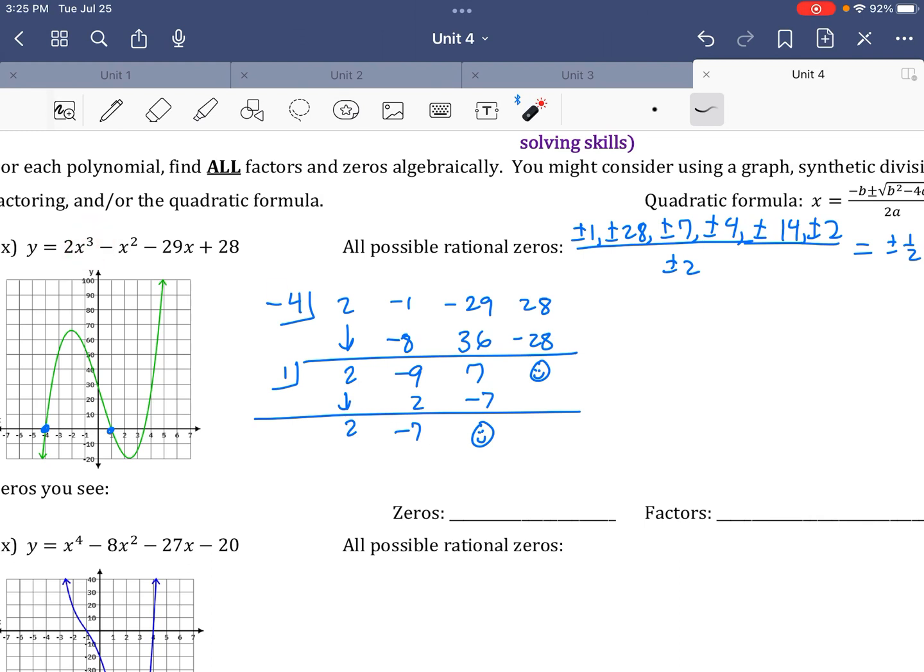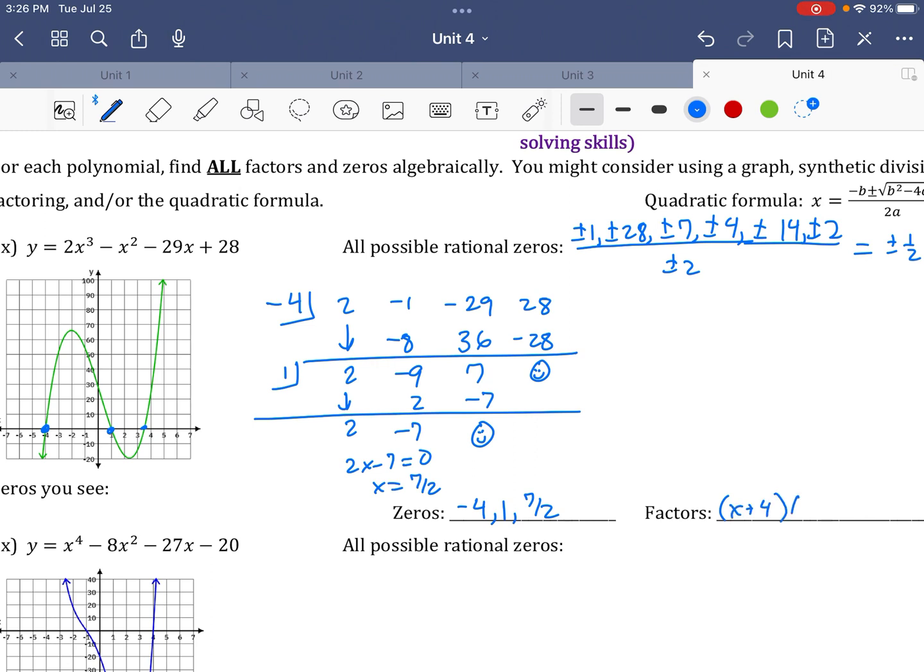What happened here is this was x to the third, and I have just knocked out 2 x's, so I only have 1 x left. So my last answer is going to be 2x minus 7. I'll set that equal to 0 and solve for the third root. 2x minus 7 equals 0 means that x equals 7/2. Well, 7/2 is 3.5, and that makes sense. So my zeros are -4, 1, and 7/2.